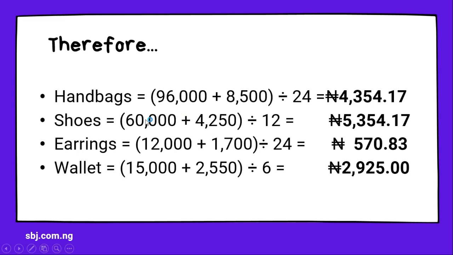So let's go to shoes. You do the same for shoes. 60,000 that you spent on buying a dozen of shoes plus the shared costs. That's the shared expenses. You do the same for earrings. Of course, you bought more earrings, but because they are light, the cost is not as expensive as the other ones. Then wallet, you do the same for wallet, and you have this amount.